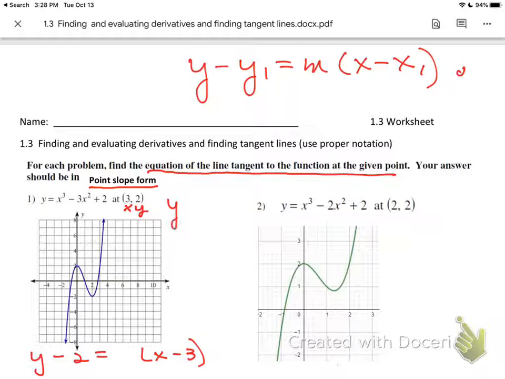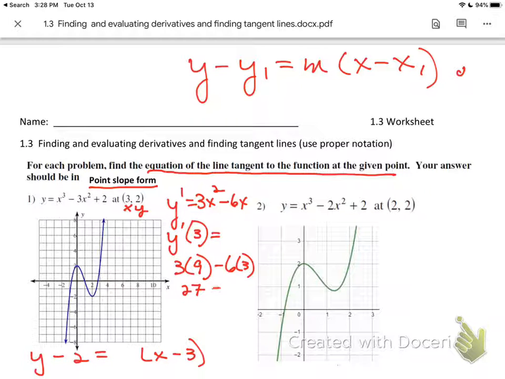So find y prime. That's going to be 3x squared minus 6x. Evaluate y prime at an x value of 3. So that's going to equal 3 times 3 squared, which is 9, minus 6 times 3. So that's 27 minus 18, which should equal 9. 9 is our slope. Done.